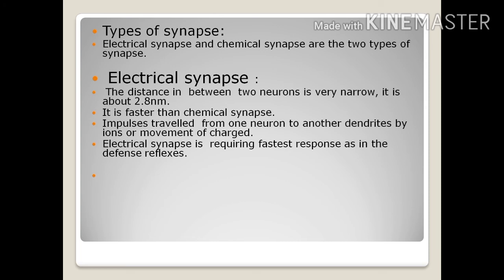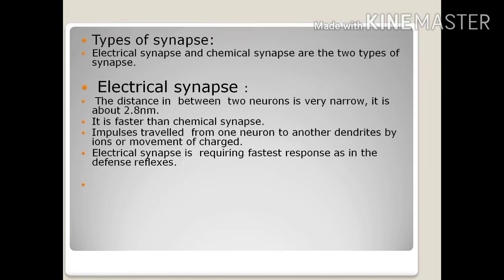If we discuss the chemical synapse, the gap is larger because there is a neurotransmitter, a chemical which is released and conducts from one cell to another cell. But in the case of an electrical synapse, there are ions and movement of charge which conduct the impulses from nerve to nerve, and that process requires very little time.